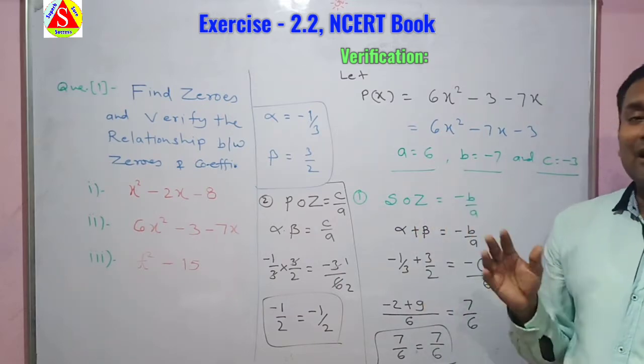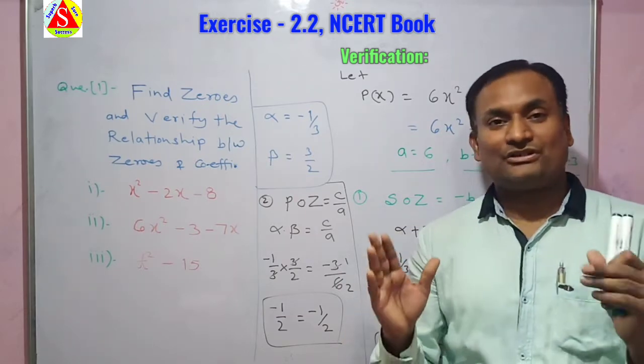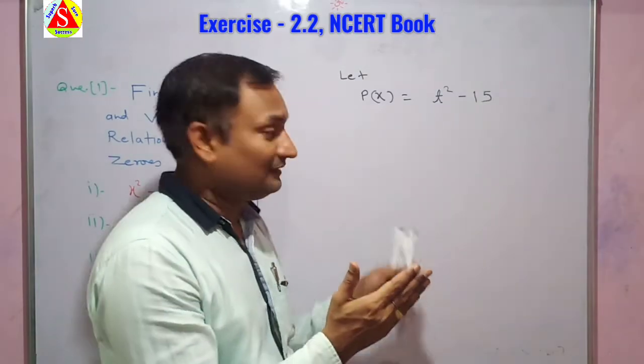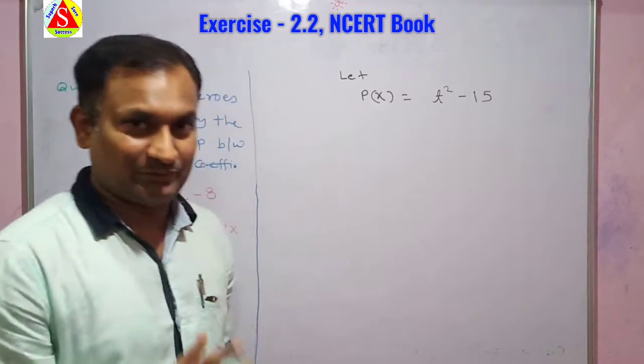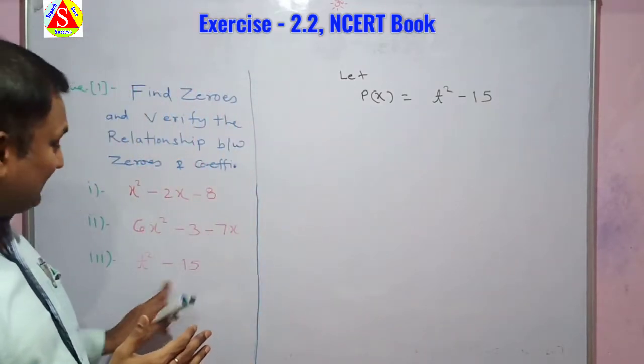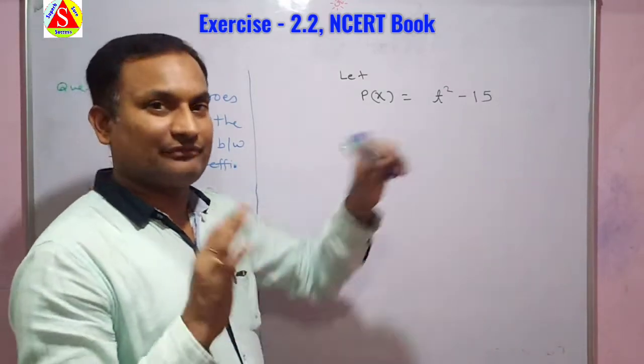Now we are going to solve the last question of this video. So let's solve it. Here let the given polynomial p(x) be equal to t square minus 15.